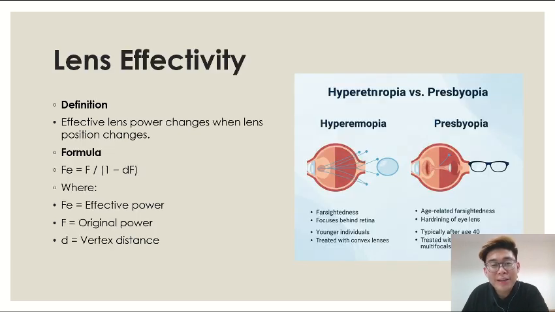Then next, we look at lens effectivity. Lens effectivity refers to changes in effective lens power when the lens position changes. The formula shown here is used to calculate the effective power. More accurate positioning is more important in clinical practice, especially for high prescription spectacles.